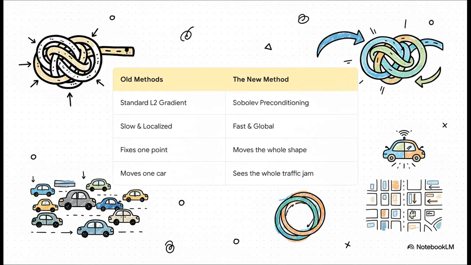This new method, though, uses a technique called Sobolev preconditioning. And it's like having a traffic controller in a helicopter. It sees the entire shape, the whole traffic jam, and it smoothly moves everything all at once to fix the problem globally and extremely quickly.